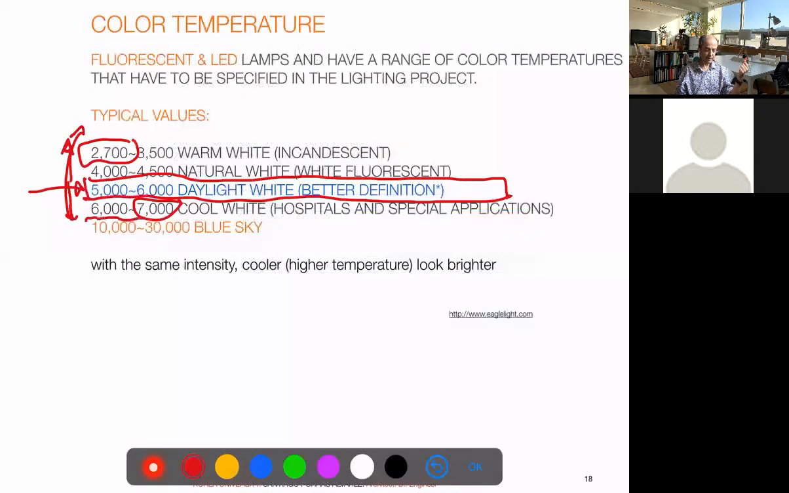Then we have 6000, 7000. It is used in places where they need a very specific light. Usually it's hospitals and some computer rooms. They maybe perform better with this kind of light. And this is why hospitals have this kind of natural feeling. So it's not a big deal, and I think it's not a lot of torture to the memory to have the basic values.